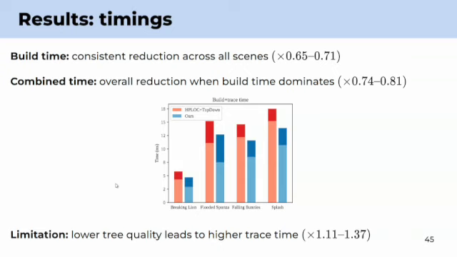So if we measure the SAH, for example, we tend to have higher SAH because our collapsing doesn't really optimize directly for lower node areas. So we tend to have higher trace times. This is very scene dependent, so it can be as low as 11% in our scenes, or as high as 37% on one specific scene, which is quite significant.